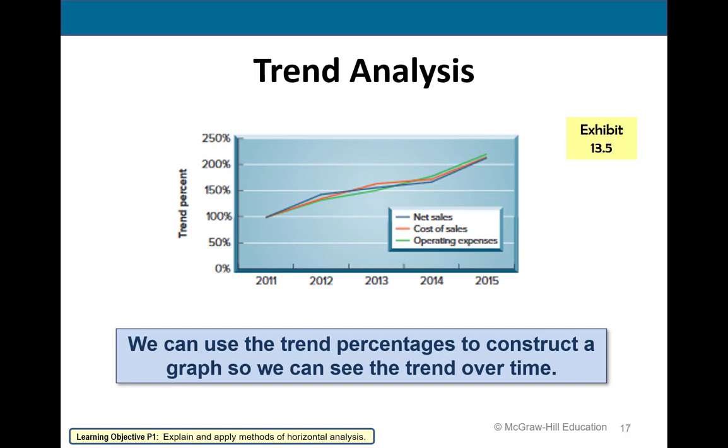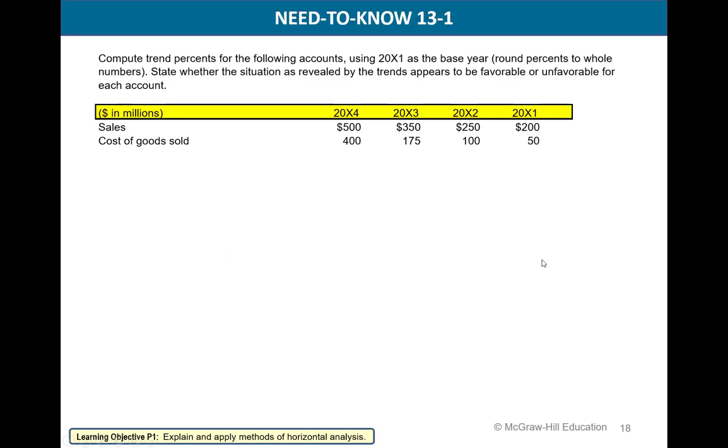By 2015, the difference in trend lines is reduced, and net sales is nearly on par with the cost of sales. So here we have a little need to know. It's just a little test on what we've shown in the previous slides and to figure out the math that we need for it. To compute trend percents for the following accounts, using 20x1 as the base year, round percents to the nearest whole number. State whether the situation as revealed by the trends appears to be favorable or unfavorable for each account.